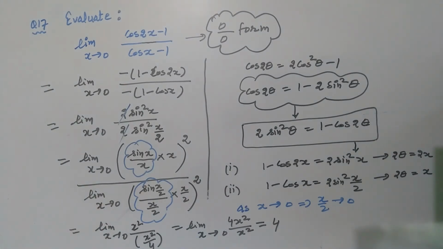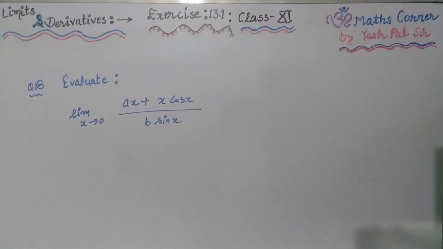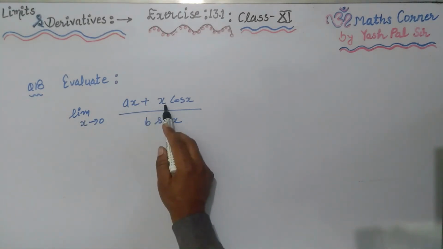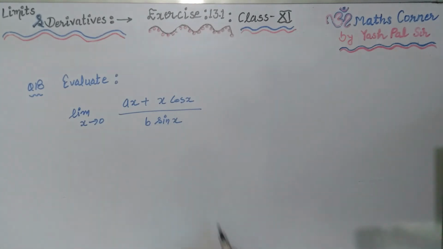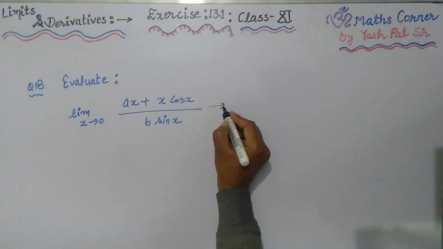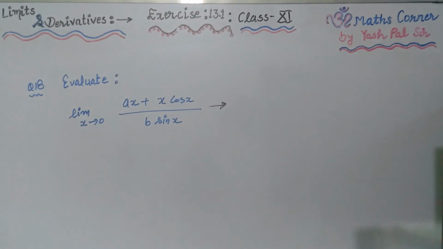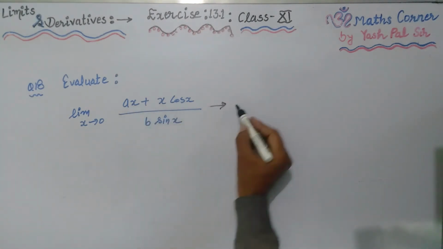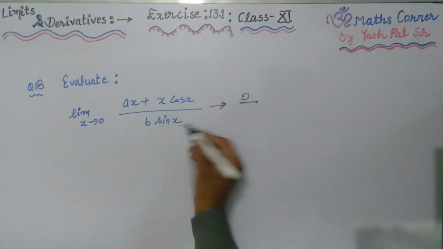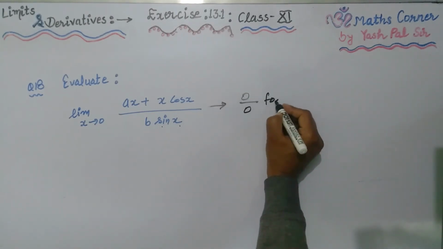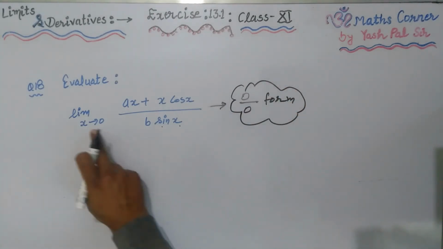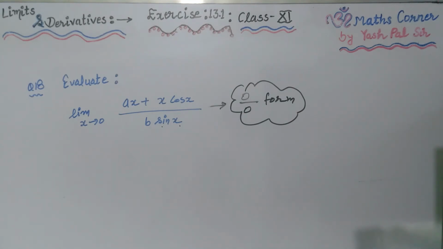Now we proceed towards the next question. Question number 18. What is the question? Evaluate the limit x approaches 0, ax plus x into cos x divided by b into sin of x. First of all, if we directly substitute x is equal to 0, let us see what happens. A into 0 plus 0 into something is 0, numerator is 0, divided by sin 0 which is 0, so 0 upon 0 form. What is the meaning of this? We have the indeterminate form, meaning direct substitution is not allowed in this case.